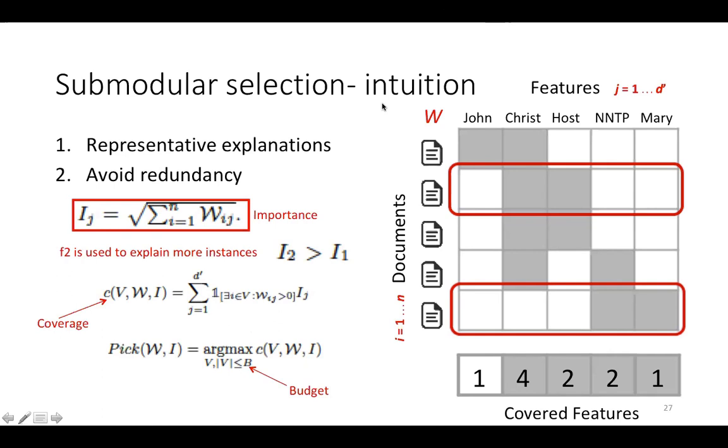So the idea is simple. You find out importance scores for each of the features, and then you sum over all the features, but subject to those cases where you select some I such that W_ij is greater than zero, and for only those cases you take the I_j values and sum over them and see what is the coverage. Okay. How much importance you have been able to cover. However, you can include only a limited number of instances in V, limited by a fixed budget B.